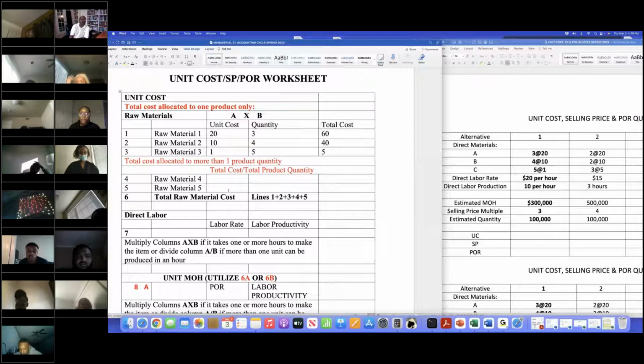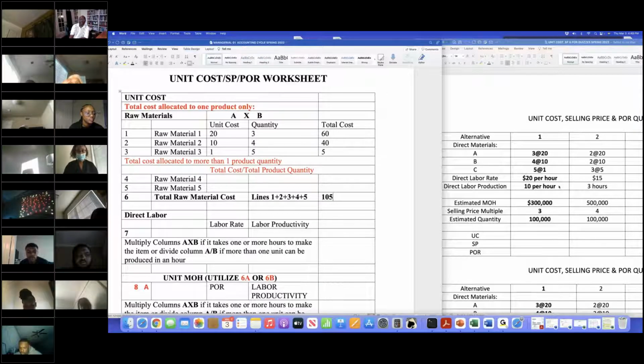So we're going to add up all these raw materials, and how much do we get for the raw material cost? 95. How much? 105. 100. Yeah, 105 sounds a little better. 105, okay. I thought I missed it.